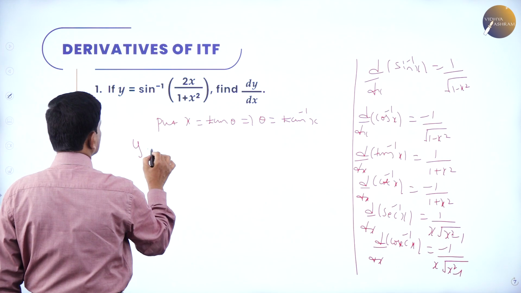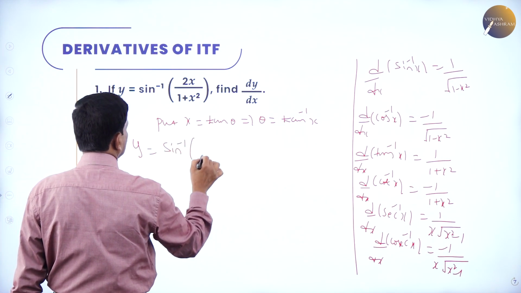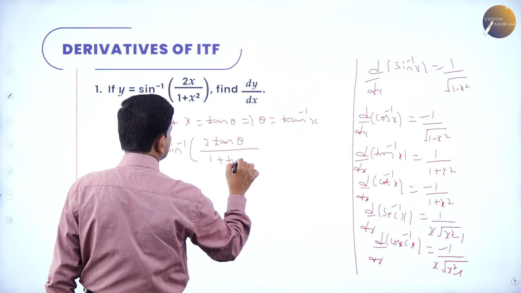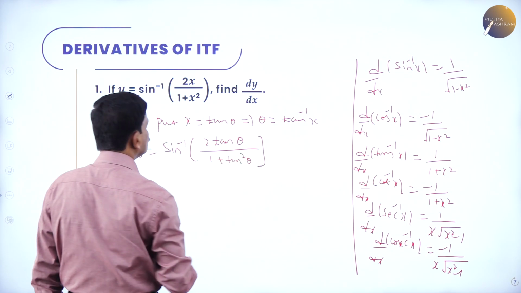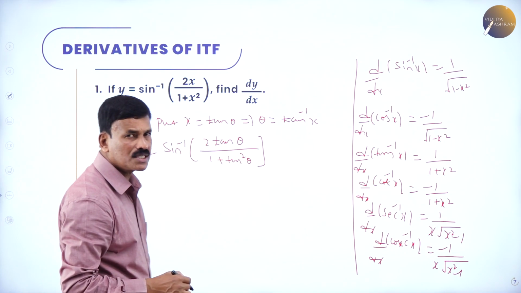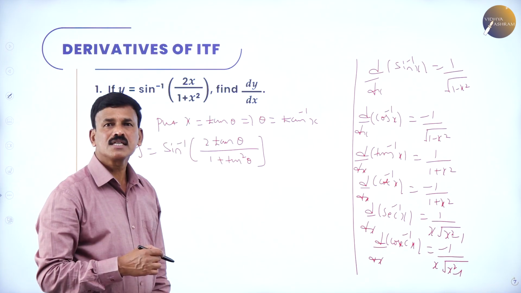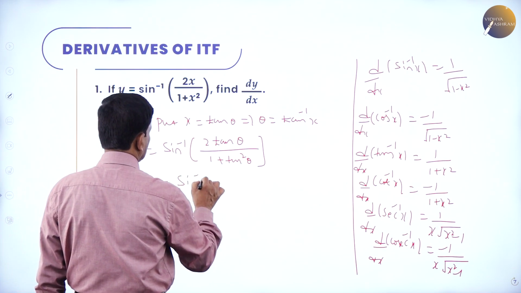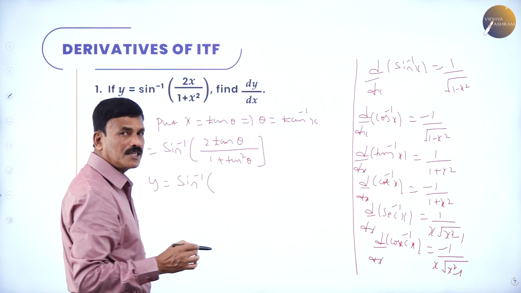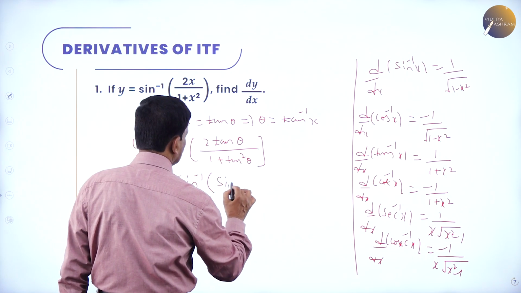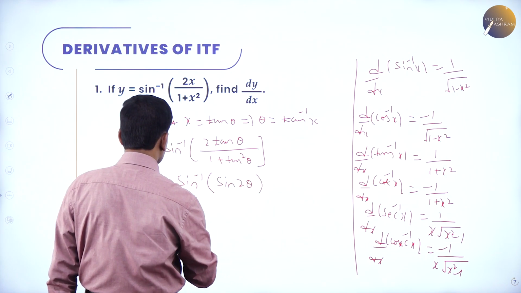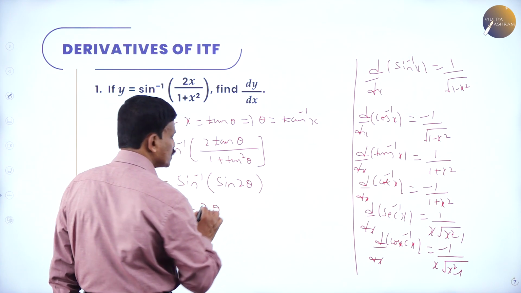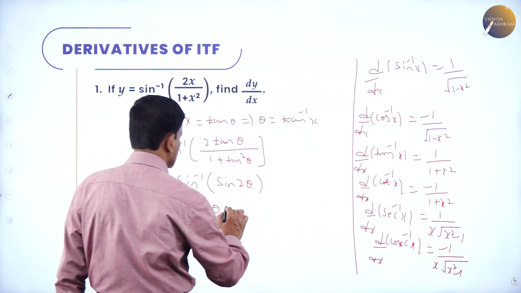Then this given equation becomes sine inverse of 2 tan theta divided by 1 plus tan square theta. Simplify. There is one formula for this. You might have studied it in inverse trigonometric functions. 2 tan theta divided by 1 plus tan square theta is always equal to sine 2 theta. Again, y is equal to sine inverse sine 2 theta, which is equal to 2 theta. Sine inverse gets cancelled, 2 theta.